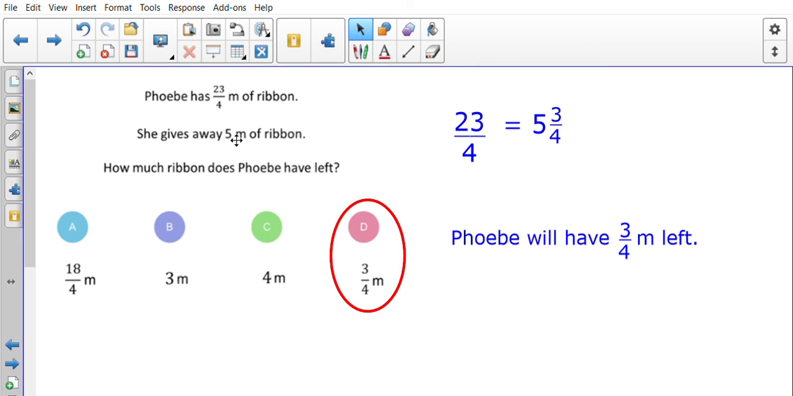Okay, so she gives away 5 meters, so that's 5 whole meters, and that's why I converted it to a mixed number first, so that I could see how many whole meters I had before doing the subtraction.